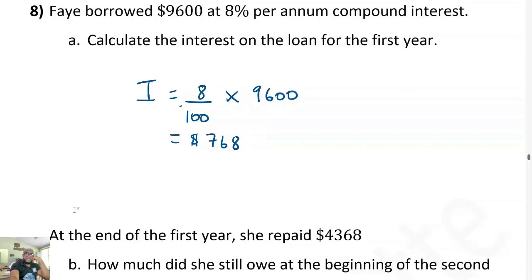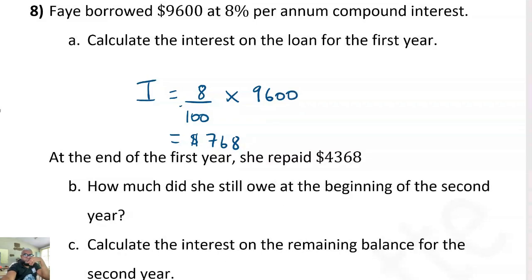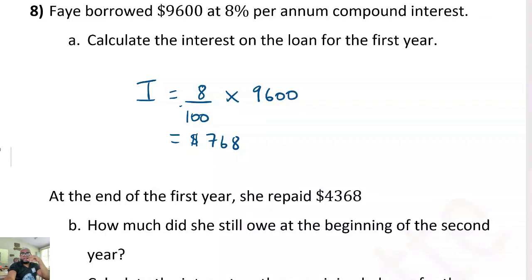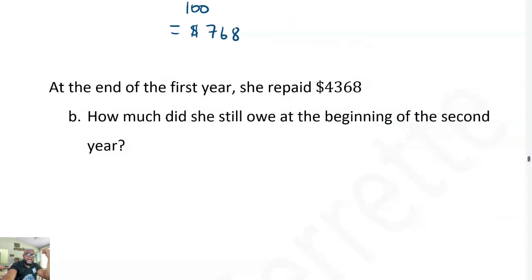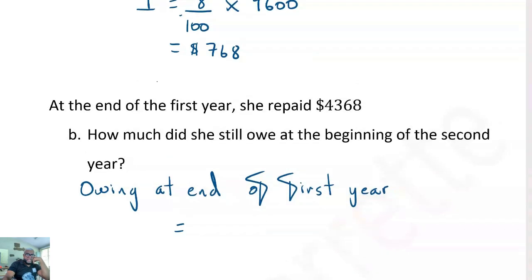Now, they said at the end of the first year she paid 4,368. How much did she still owe at the beginning of the second year? So, let's calculate how much she is owing at the end of the first year, right? How much did she initially owe? What was the principal? 9,600. Excellent.